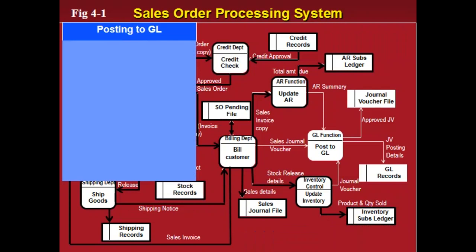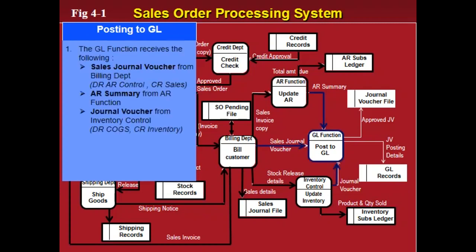Posting to the general ledger is done either at end of day, end of week, or end of month, depending on the size of the company and sales transaction volumes. At regular intervals, the GL function will receive the various documents from the AR function, the billing department, and the inventory control function to facilitate the posting to GL. Now the billing department will prepare a journal voucher to record the total sales amount from the sales journal. The GL function will check the total sales figure in this voucher against the AR summary that's sent from the AR function before they post it to the GL.